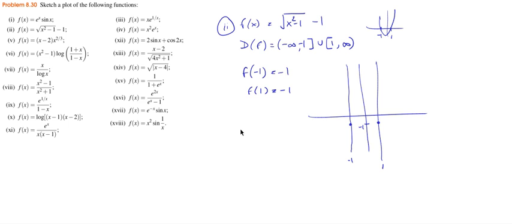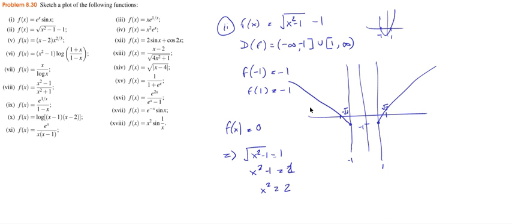You can compute the roots of this. f(x) is equal to 0 when the square root of x squared minus 1 is equal to 1, or in other words, when x squared minus 1 is equal to 1, or when x squared is 2. So either minus the square root of 2 or plus the square root of 2. So it's easy to see that the function is going to be like this, crossing this point. This is also an even function.